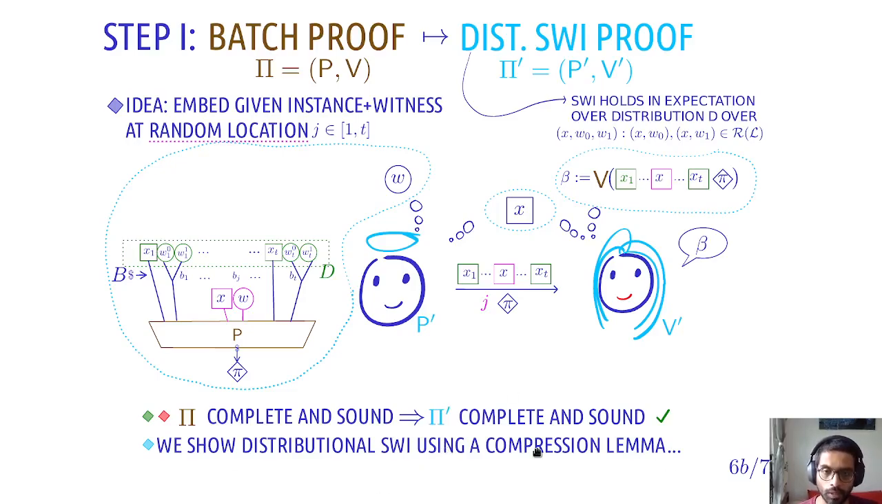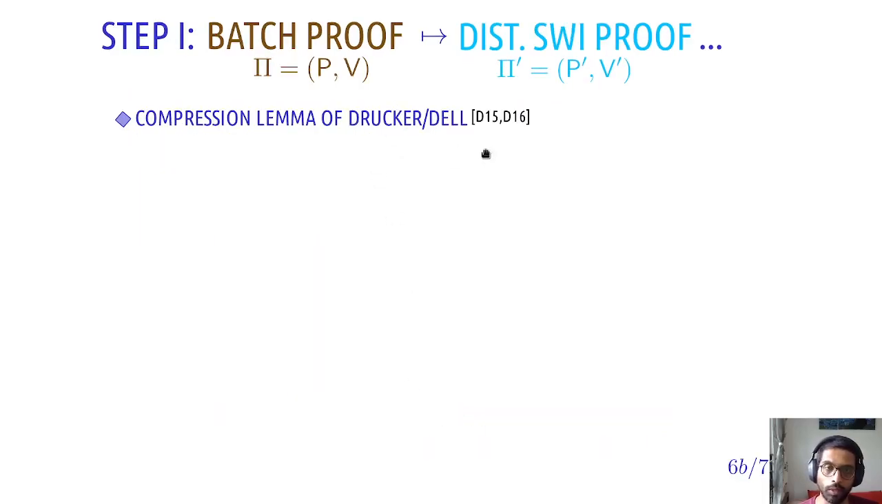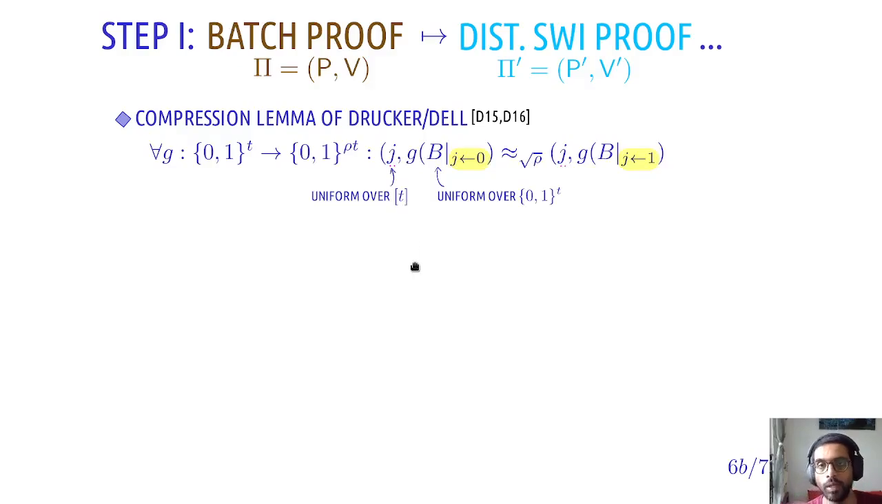SWI. And to this end, we rely on a compressing lemma of Drucker and Dell. It's a very useful lemma, and it's useful because of its generality. It says that for any compressing function G, which takes t-bit inputs and maps them to rho t-bit outputs, these 2 distributions look statistically close. They are square root rho statistically close, where rho is the compression factor of the function G. So what are these 2 distributions? On the left, you have the uniformly random input B, which is passed through the function G, where the jth bit of the input B is fixed to 0. This is what this notation means.